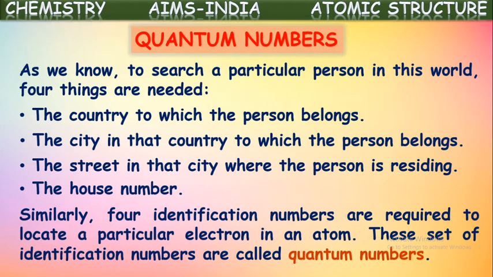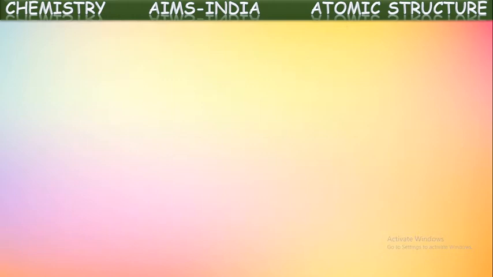Similarly, four identification numbers are required to locate a particular electron in an atom. This set of identification numbers is called the quantum numbers of that electron. The numbers which are used to locate or identify an electron in a particular atom are called quantum numbers. So four numbers are used for location of an electron in the atom, and those four numbers together are called quantum numbers.